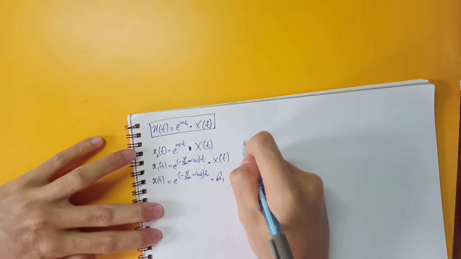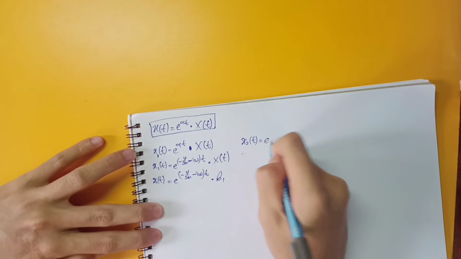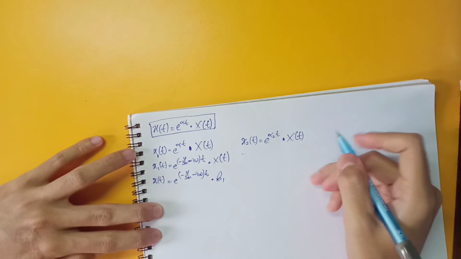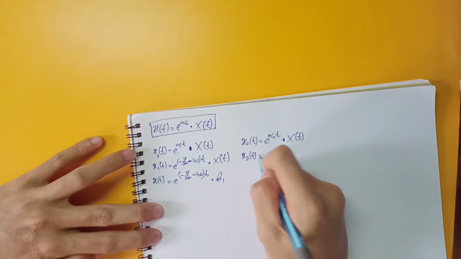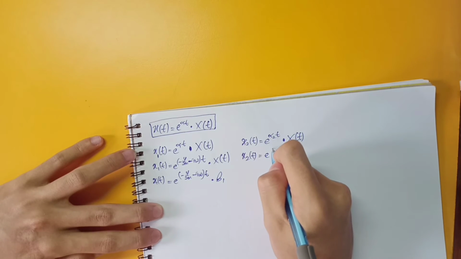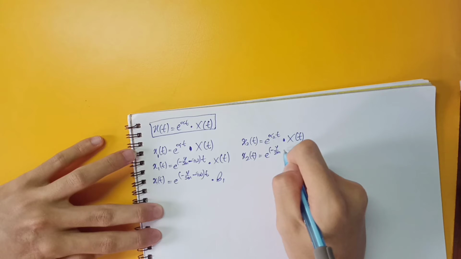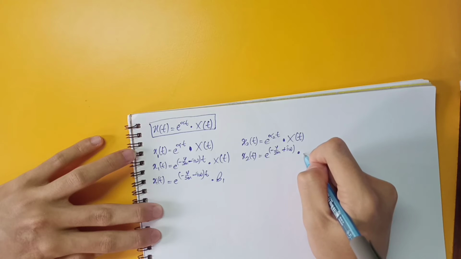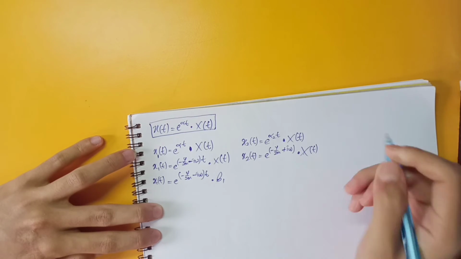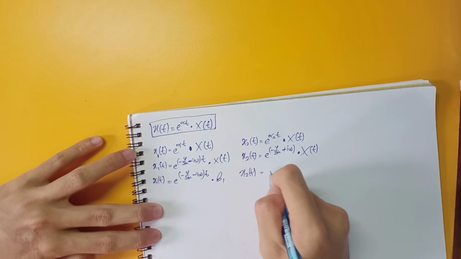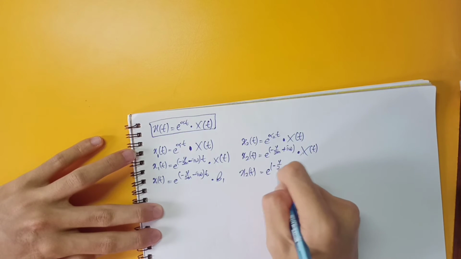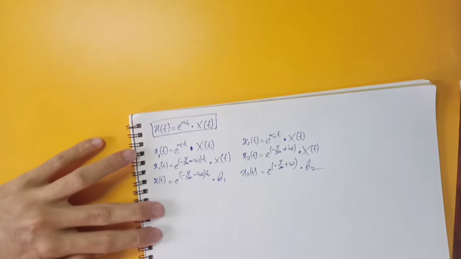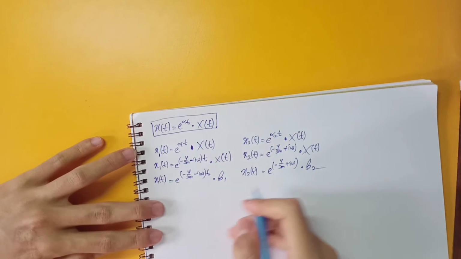Now what is x2? So x2 is equal to exponential power of alpha 2 t times x(t), and then x2(t) is equal to exponential power of negative gamma over 2m plus i omega, and then times x(t). Finally x2(t) is equal to exponential power of negative gamma over 2m plus i omega, and then times t2. Finally. Okay. Now let's add up all of them.